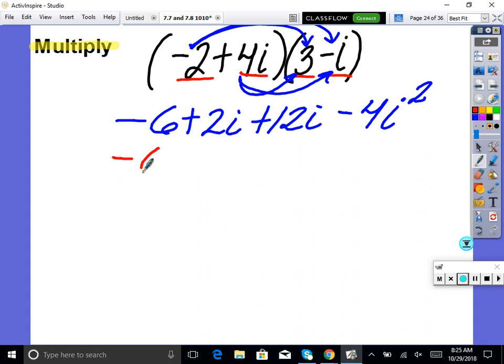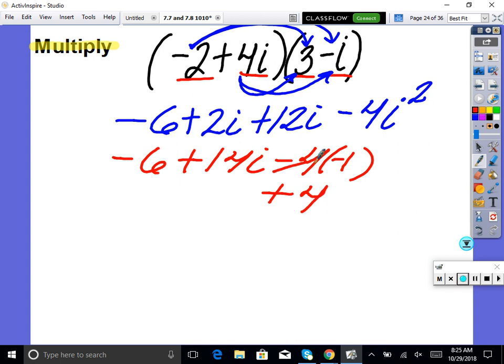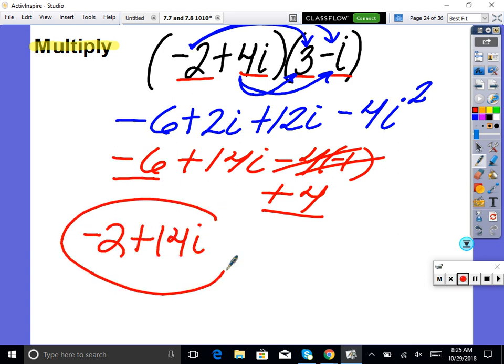So now we have -6 plus 14i, and then don't we have -4 times -1? i squared is -1, right? So isn't that actually just plus 4? So then you'd say -6 plus 4 is -2. A plus bi. All of your answers should always come out with the complex number as a plus bi.